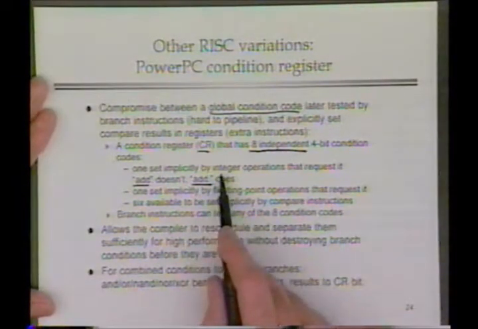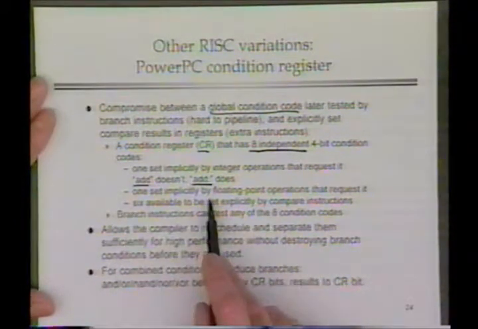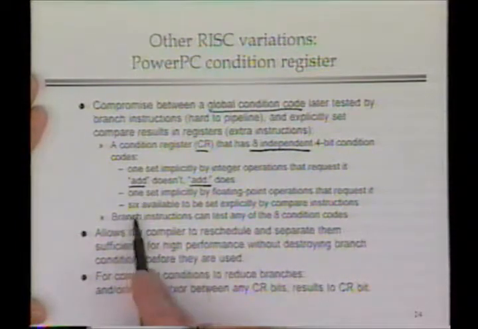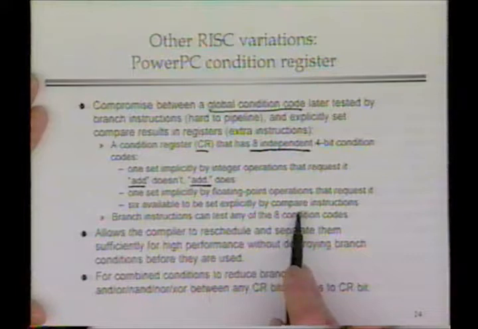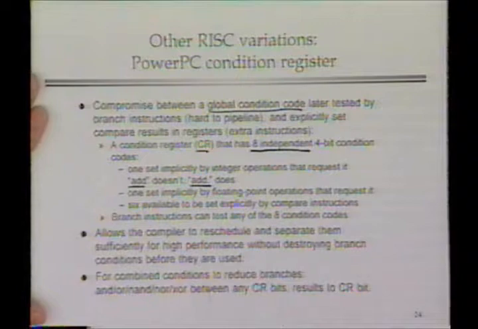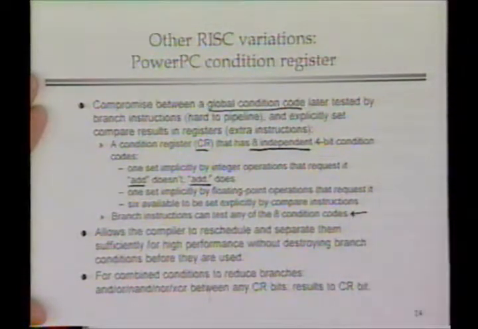So there's one set that gets set implicitly by integer operations if it wants it. There's another set that gets set by floating point operations if that instruction wants it. And then there are 6 other condition codes that are available to be set by compare instructions. So you could write an instruction that says compare register 3 to register 4 and set condition code 6. And other compare instructions could be setting other condition codes, and they're independent of each other. The branch instructions then can test any of those 8 sets of condition codes.